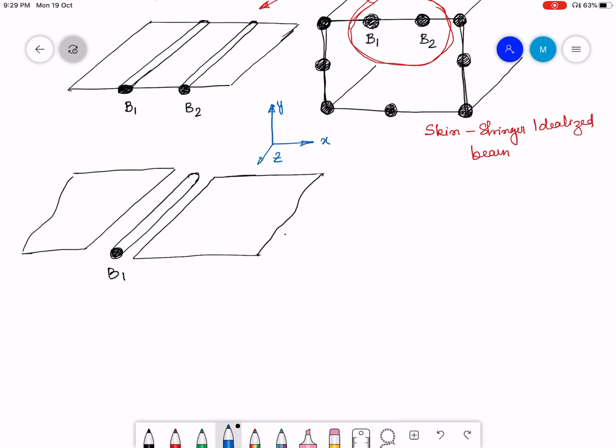Since the booms are going to take the direct stresses, what is being applied? Sorry, I missed that. So the beam is under applied shear force, Sx and Sy.